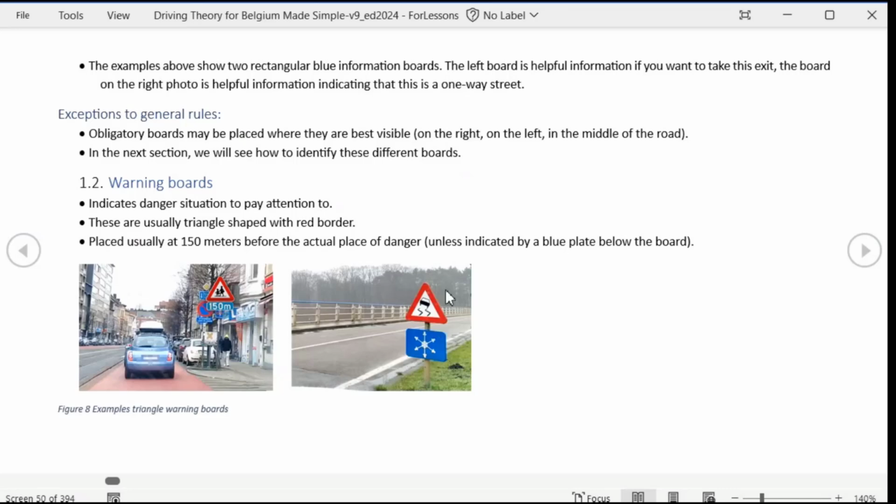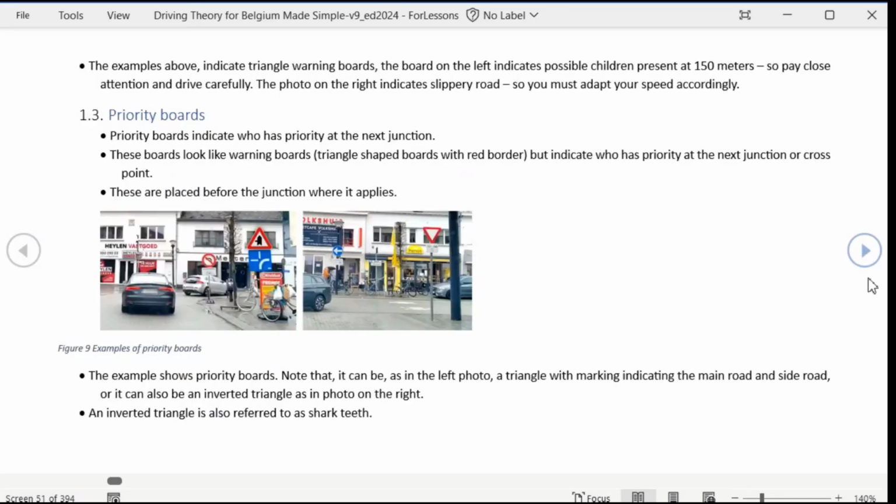The picture on the right indicates another warning, slippery road, at a distance of 150 meters. So you might be driving here at, let's say, 70. The moment you see this board, you know that there is slippery road ahead, so I have to adapt my speed accordingly. Okay, so unless indicated, this warning is at a distance of 150 meters before the actual place of danger. Okay, so let's proceed.